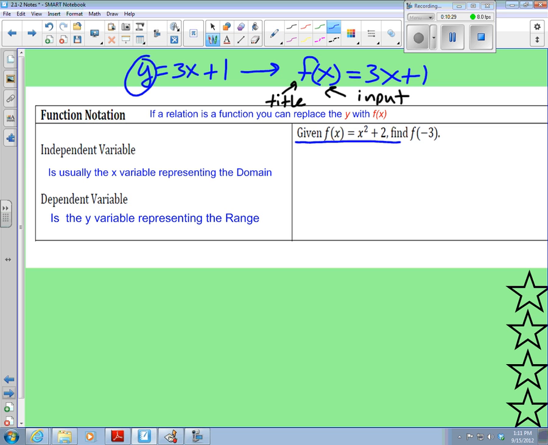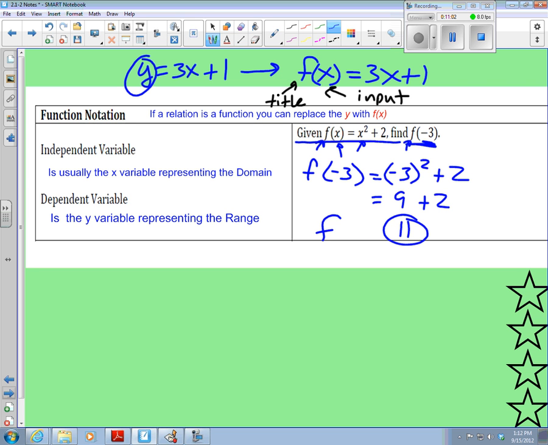It says given this function, f of x equals x squared plus 2, find f of negative 3. Well, the title of the function is f, so we're going to plug it into this function right here, and we're going to put negative 3 in for x. So f of negative 3, plugging it in for x right there, and then plugging it in for x in the expression part of your function. It'd be negative 3 squared plus 2. And then you just evaluate. Negative 3 squared is 9 plus 2, and that is 11. So you could say f of negative 3 equals 11.